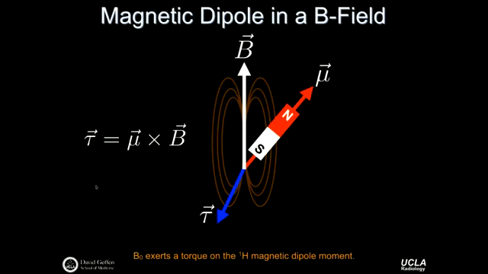It's important to remember that there's a torque that's exerted when a magnetic dipole is placed in the presence of a B0 field. So the B0 field exerts a torque on the hydrogen magnetic dipole moment. And this is the classical picture you might have in mind. There's some magnetic dipole behaving like a little tiny magnet, and it will be forced, as we'll show, to precess about the B0 field as a consequence of a balance of momentum.